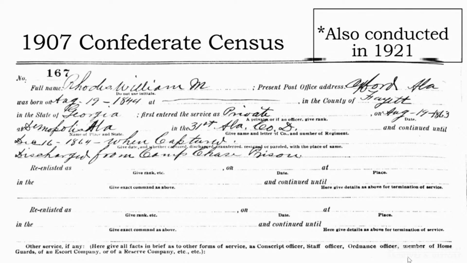This 1907 census example shown here provides the veteran's date of birth as well as the state and county of birth. We are also provided with the county and post office location of his current residence. His rank, date, and place of entry are noted, as well as the date, location, and circumstances regarding his service ending. In this case, the soldier was captured. Also included are blanks for re-enlistment information, if applicable. Confederate Census records taken in 1907 and 1921 are available on Ancestry.com.